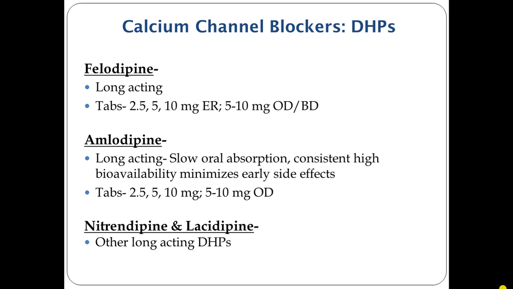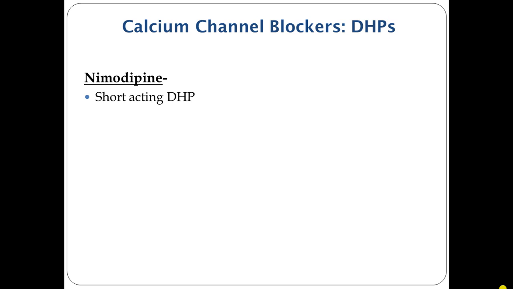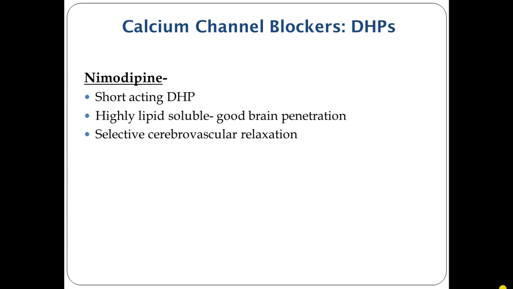Nitrendipine and lacidipine are similar to DHPs but longer acting. One special drug is nimodipine, which is a shorter acting dihydropyridine, but it has an important characteristic: it is a highly lipid soluble drug. High lipid solubility means it can penetrate the blood brain barrier well, and it has good concentration in the brain tissue as well as CSF. It produces selective cerebrovascular relaxation.